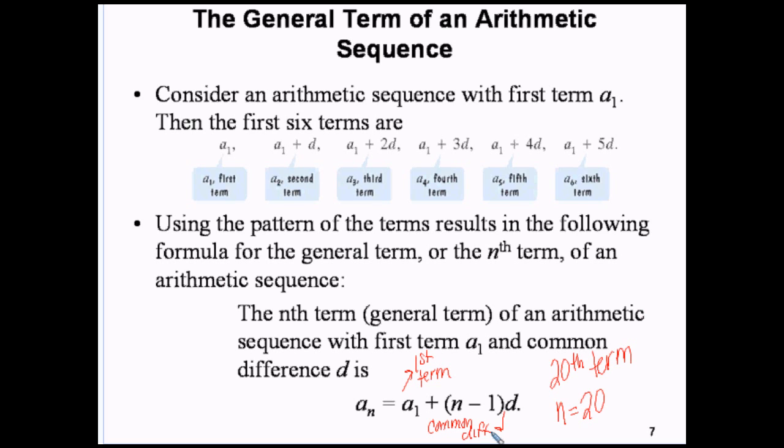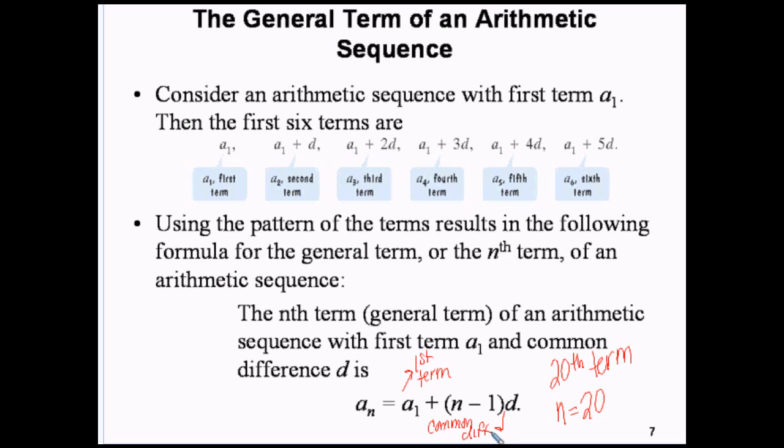Why is it minus 1 again? Because if you're talking about the second term, you've only added 1 D. See, the first term doesn't have any D's. The second term has 1 D. The third term has 2 D's. So the number of Ds is always one less than the number of the term. Does that make sense? Okay.